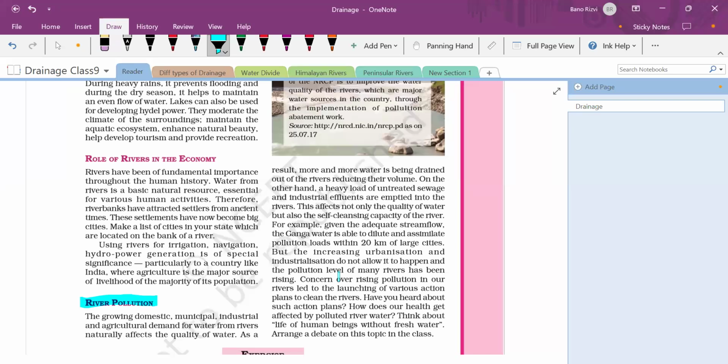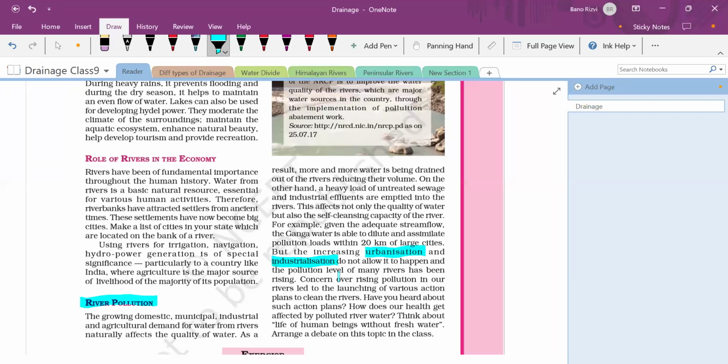On the other hand, a heavy load of untreated sewage and industrial effluent is emptied into the rivers. This affects not only the quality of water, but also the self-cleansing capacity of the river. For example, given adequate stream flow, the Ganga River is able to dilute and assimilate pollution loads within 20 kilometers of large cities. But the increasing urbanization and industrialization do not allow it to happen, and the pollution level of many rivers has been rising.